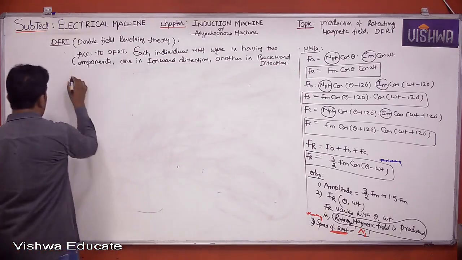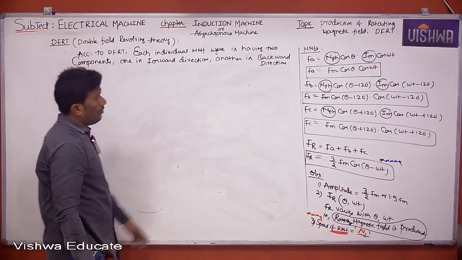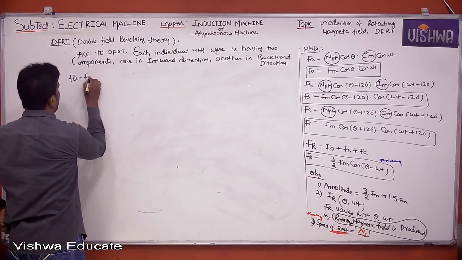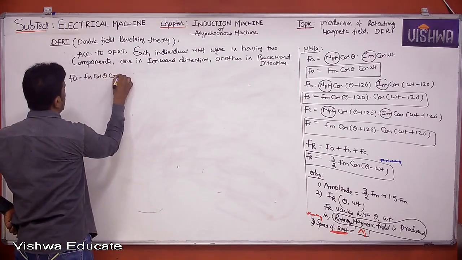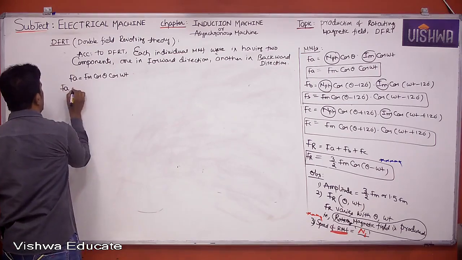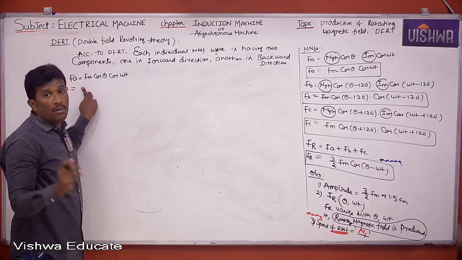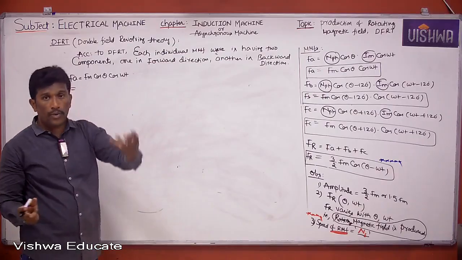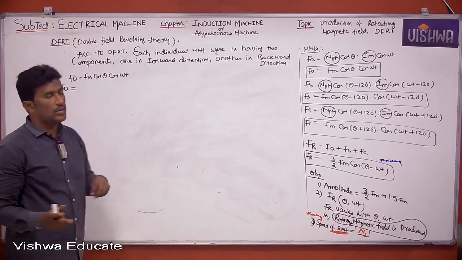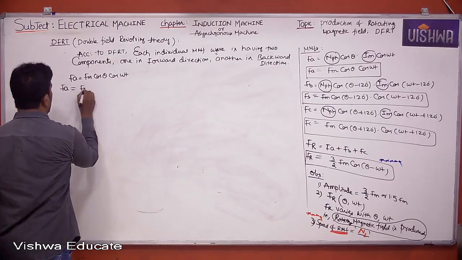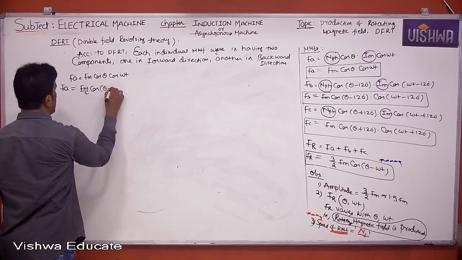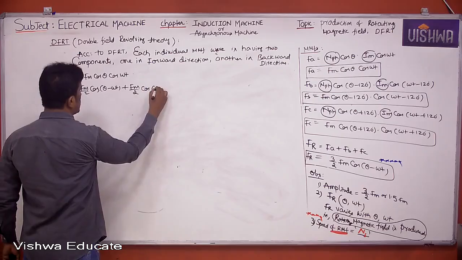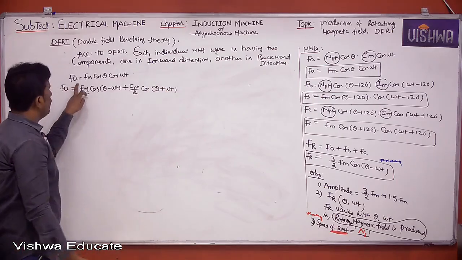For example, let me take FA. FA I wrote here as Fm cos theta cos omega t. So let me take FA equals Fm cos theta cos omega t. According to double field revolving theory, this individual MMF waveform FA will have two components, one forward, one backward. So this equation can be written as Fm by 2 cos of (theta minus omega t) plus Fm by 2 cos of (theta plus omega t).